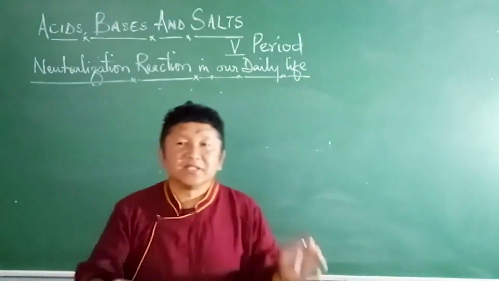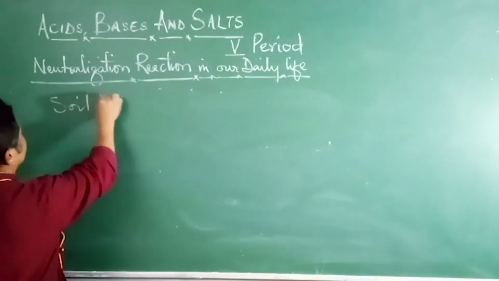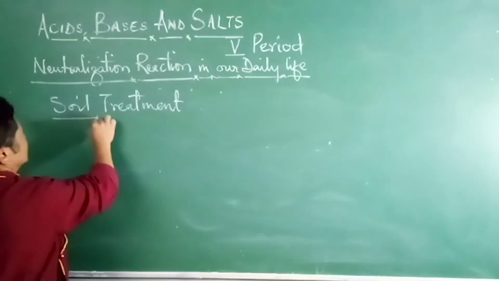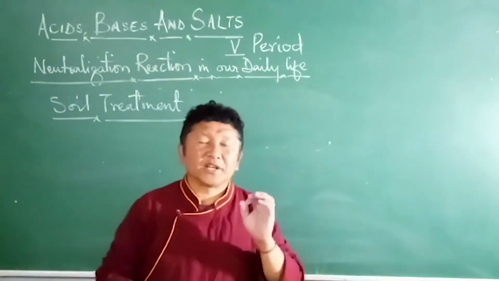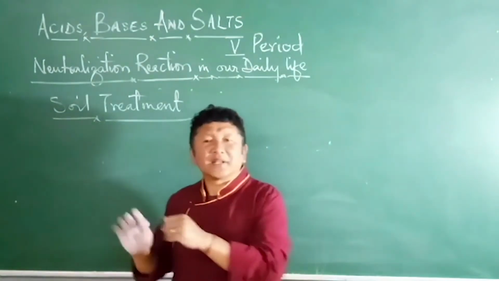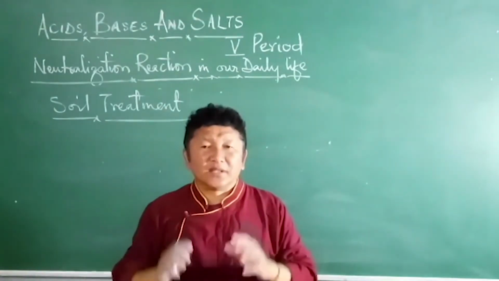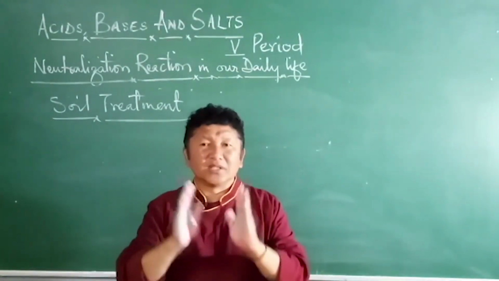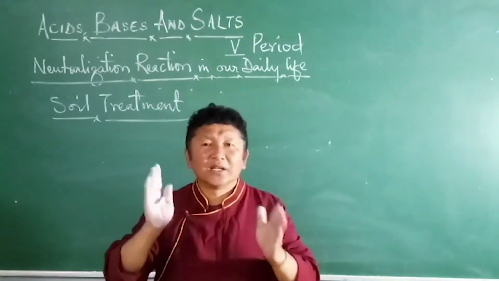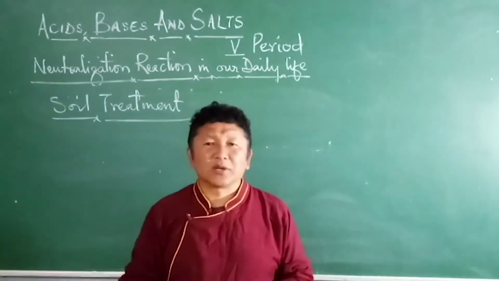If we are farmers, we do soil treatment. Some plants grow in acidic soil, some plants grow in basic soil, but most of the plants grow very well in a pH range of 7, right? Neutral, neither acidic nor basic.